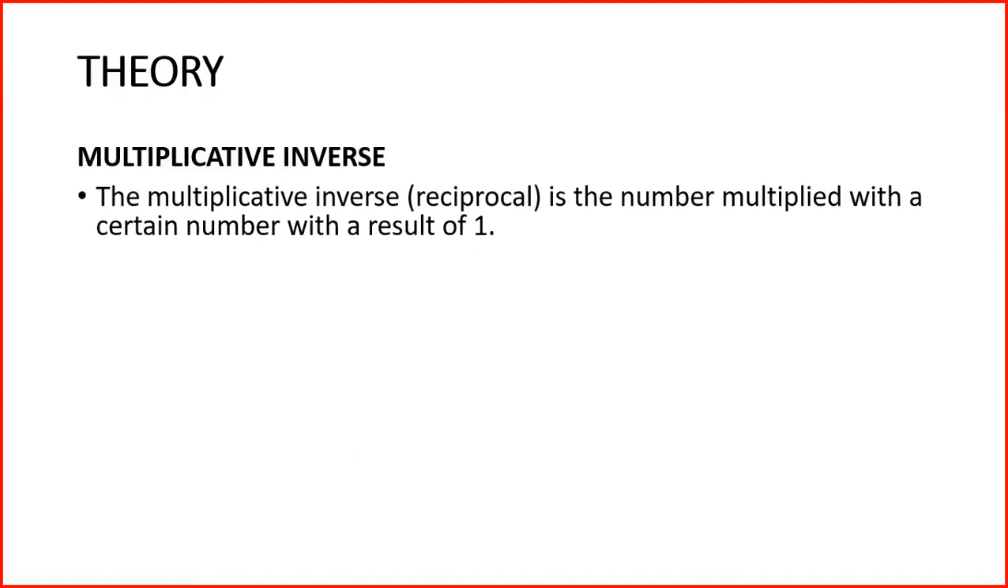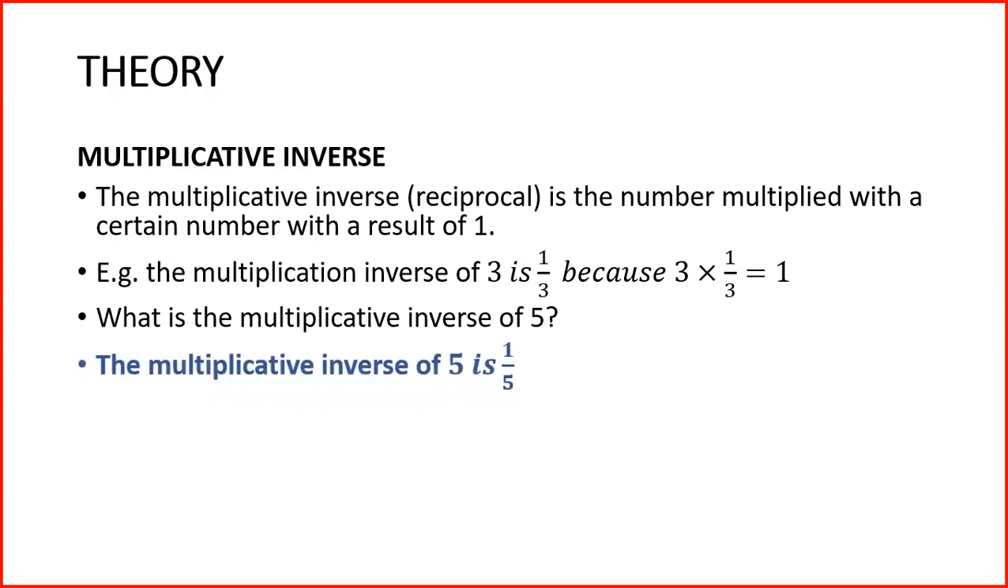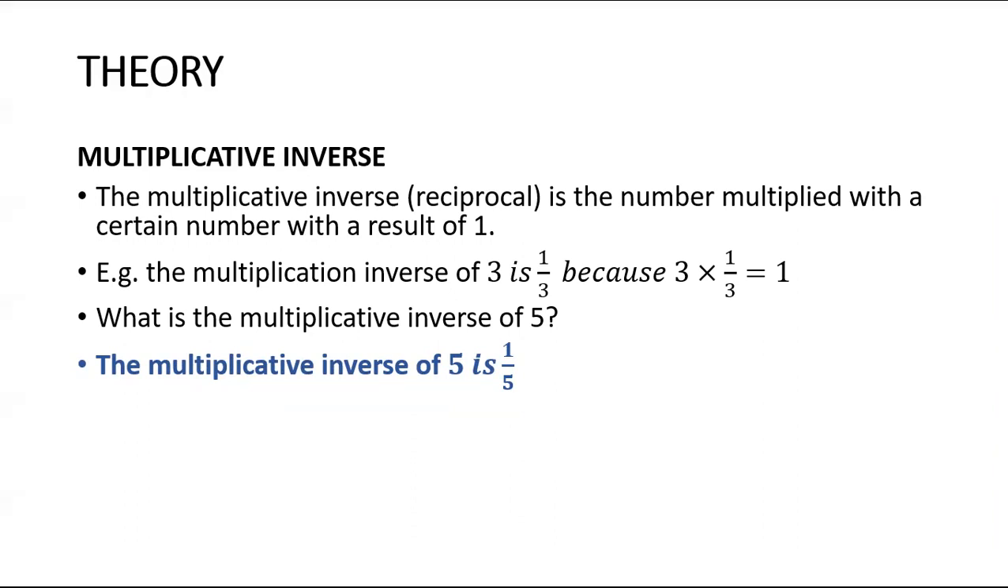Now, the multiplicative inverse or reciprocal is the number multiplied with a certain number that gives you a result of 1, as I have specified. So if I take 5 over 1 and multiply it by 1 over 5, I will get 1. And if I have 2 over 3 and I multiply it by 3 over 2, that'll give me 1 as well.